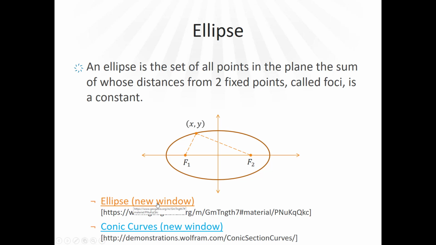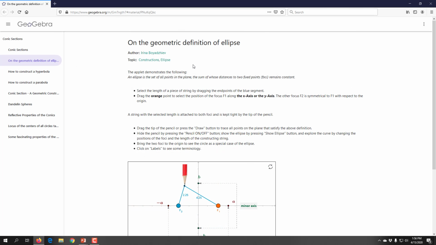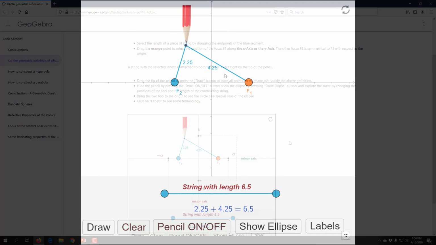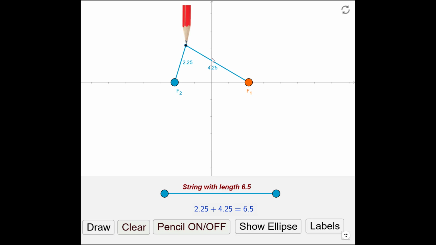Okay, so let's look at this GeoGebra activity here for a second, just to illustrate this. This GeoGebra activity will sort of illustrate what an ellipse looks like. So imagine we have a piece of string that's 6.5 units long, and we attach each end of the string to a foci, to a focus point, and we put those focus points on the graph. So the total length of these blue lines together, their sum, is 6.5.